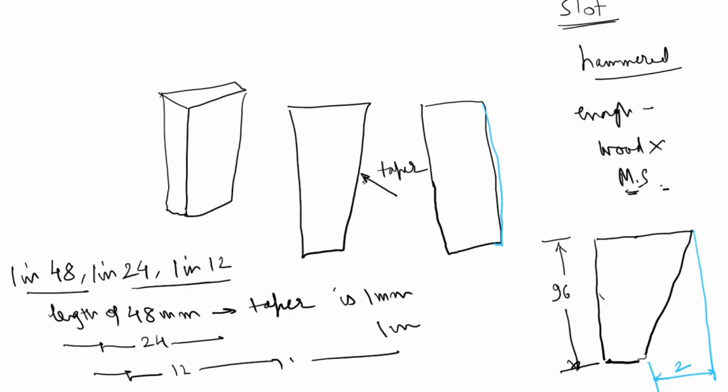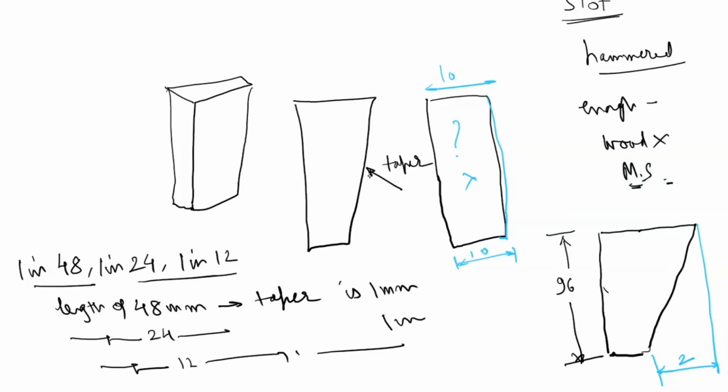See, is there any taper in this? There is no taper. No taper means this is how much? For example, 10. So this will also be equal to 10. So I will say there is no taper. Now if I am saying there is a taper of 2 mm, it means that there should be a difference between this top dimension and this bottom dimension, and that difference is 2 mm. So this means that taper is 2 mm for a length of 96 mm. So for a length of 48 mm, the taper will be 1 mm.